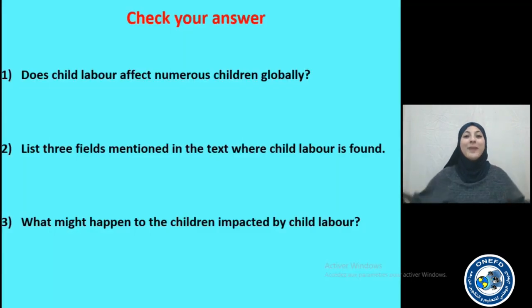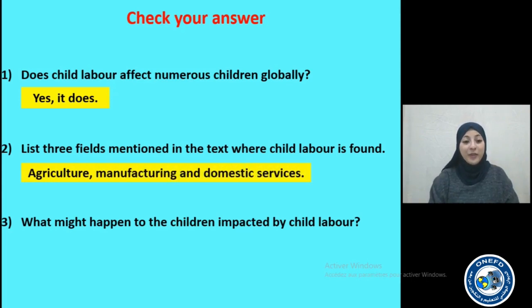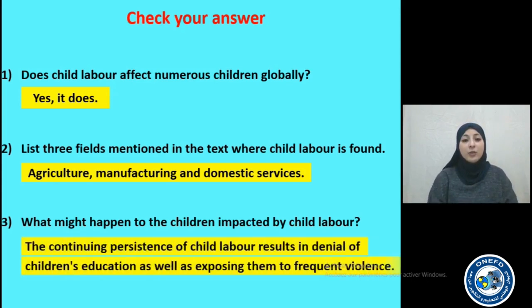I'm back to check answers together. Question 1. Does child labor affect numerous children globally? Obviously, yes it does. Question 2. What are the 3 mentioned fields in the text? The 3 fields are agriculture, manufacturing, and domestic services. Question 3 now. What might happen to the children impacted by child labor? The continuing persistence of child labor results in the denial of children's education, as well as exposing them to frequent violence. You have done a great job. Let's move to task 9.